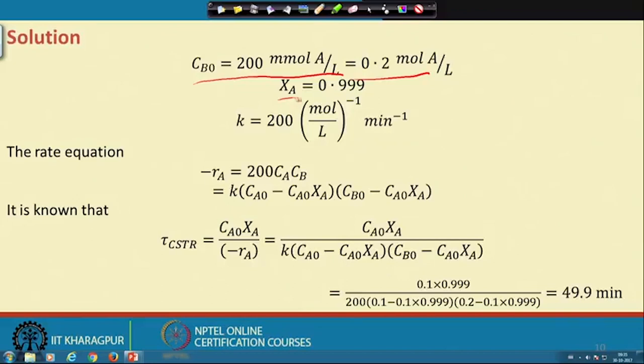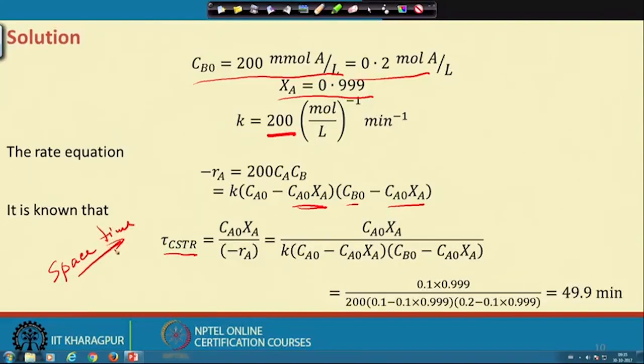Then XA, the conversion efficiency, is 99.9%, so the XA value will be 0.999. The K value in this equation is already given, 200 liters per mole per minute. Now if you put these values here, with this equation we have 200 into CA, and the conversion of A takes place. This is deducted from CB, because this is an equimolar reaction, and then we can find out the tau CSTR. Tau CSTR is the space time of the CSTR.